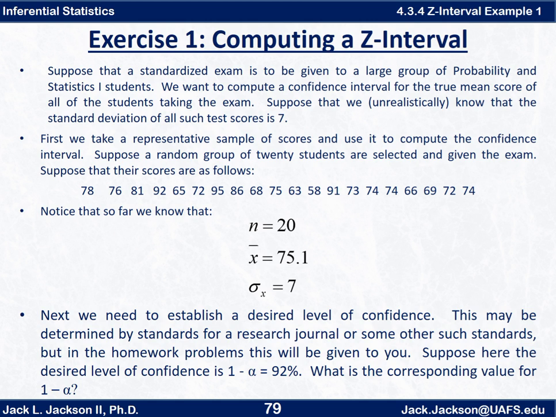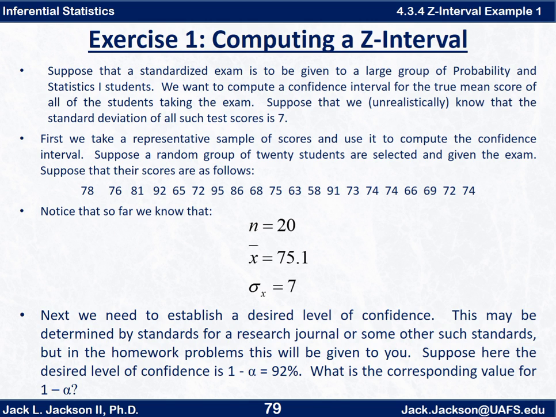All right, so far what do we know? We know n is 20, that's the sample size. We know x bar is 75.1, that's the sample mean. And we know that the standard deviation of the individuals in the population, sigma sub x, is 7. Now the next thing we need to do is establish a desired level of confidence. This may be determined by standards for a research journal or some other standards common in the particular industry you're working in. But in the homework problems, this will just be given to you. So here, let's assume that we're going to use a 92% confidence interval. So the desired level of confidence is 92%.